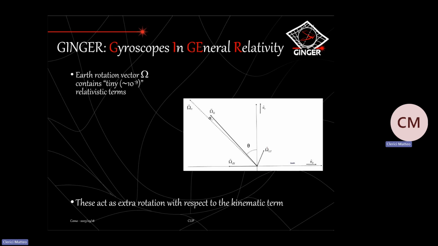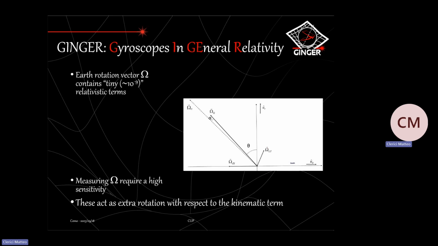This is a very tiny effect, actually. It's 10 to the minus 9 times the main term, that is the Newtonian term. Also, it's a bit misaligned with the rotation of the Earth. So this is the Newtonian part, this is the Lense-Thirring. There are other small effects. What happens is that these combine as vectors, and so you have a deviation of the rotation axis and also a change in the modulus.